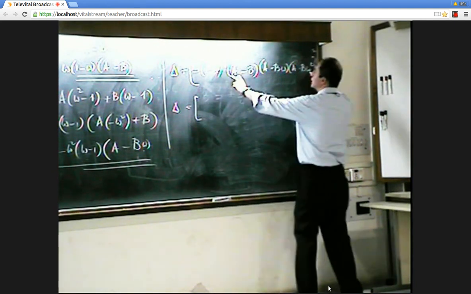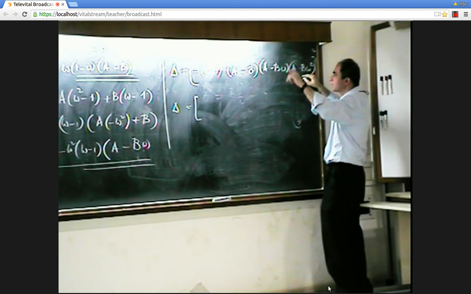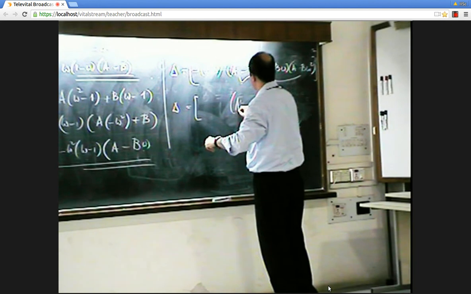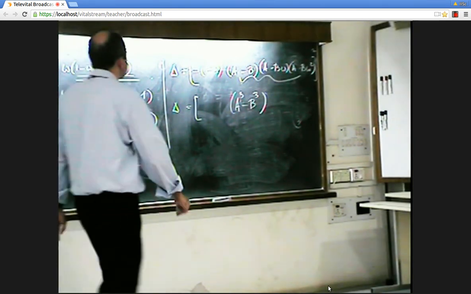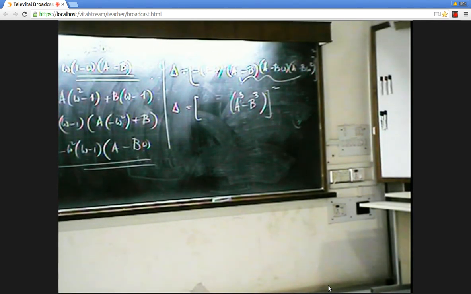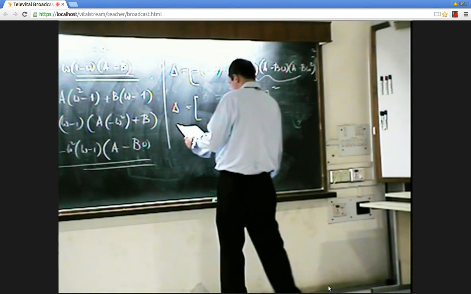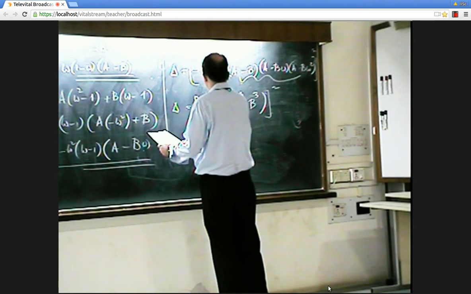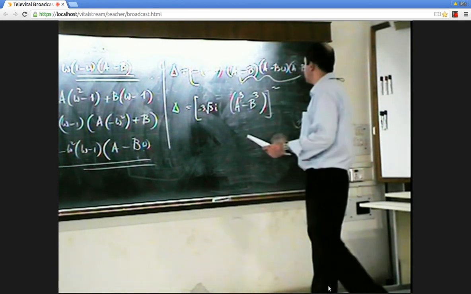Now take a look at this. This is (A minus B omega)(A minus B omega squared). If you multiply this out, you get exactly A cubed minus B cubed. And then there is some stuff here. You can compute this as well. I'll just write down the final thing: minus 3 root 3 i times (A cubed minus B cubed).